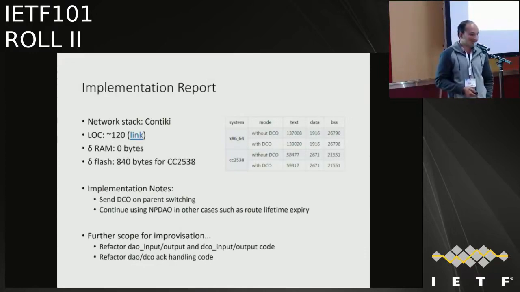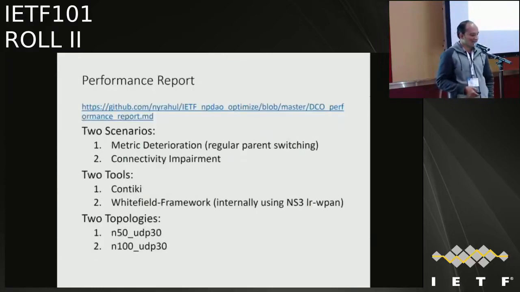So there is some data here. I think all of it is pretty much self-explanatory. There is further scope for improvement here. The DAO input and the DCO input code is almost redundant, so I would see that there is scope for refactoring there. The performance report was sent a month and a half before on the mailing list. I hope someone has looked at it.